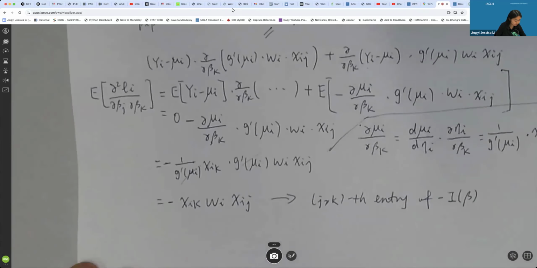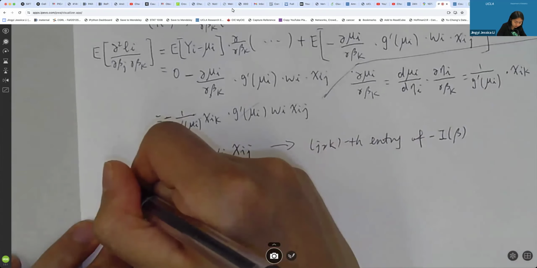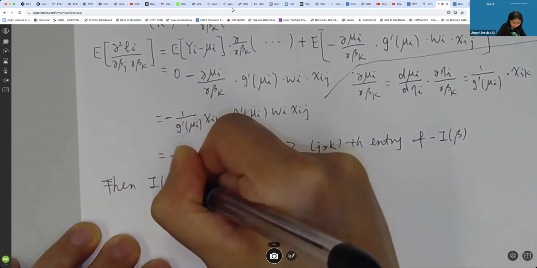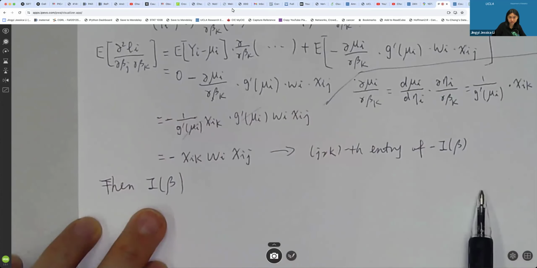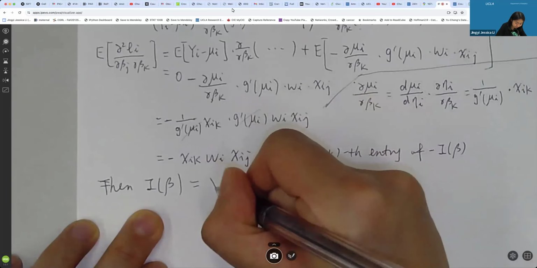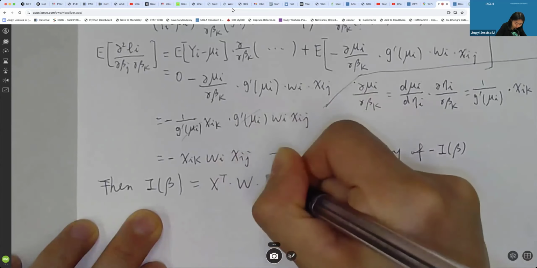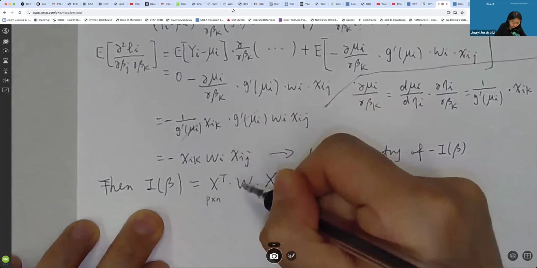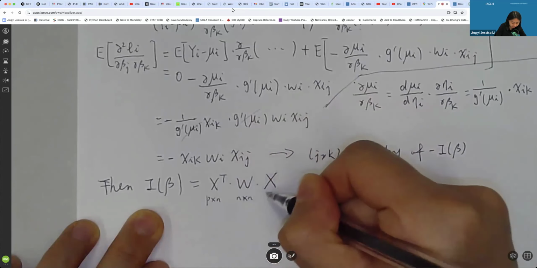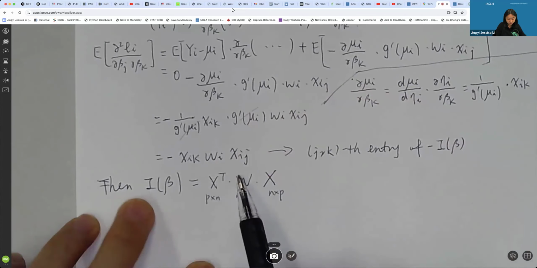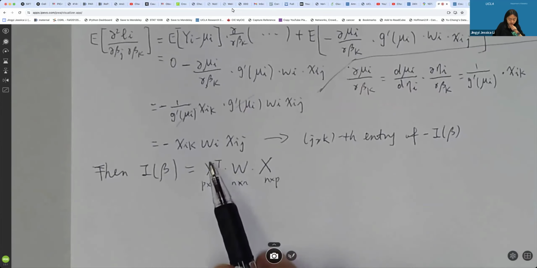I can give you the result. That is, finally, the Fisher information, put everything into a matrix form, is just X transpose W X. Okay, so X transpose is P by N, W is N by N, X is N by P, and we get this matrix. So if you want to verify this yourself, you are very welcome to do so.